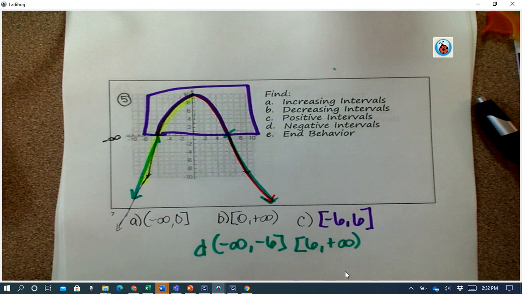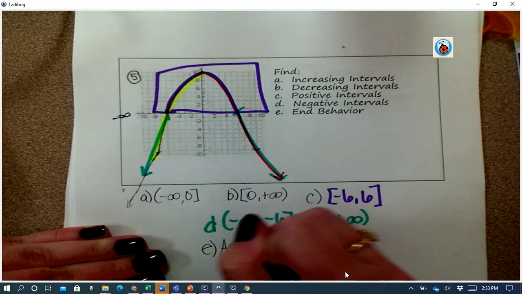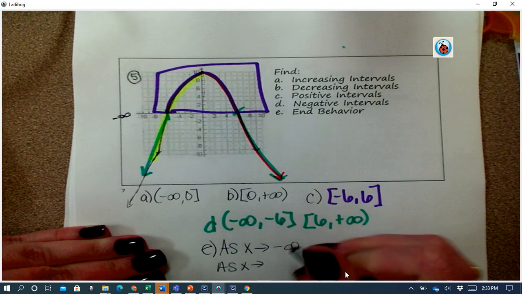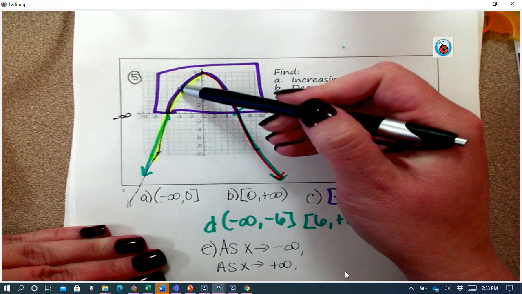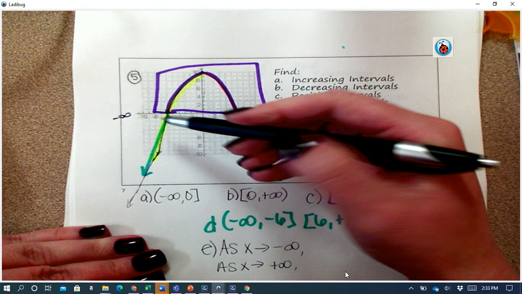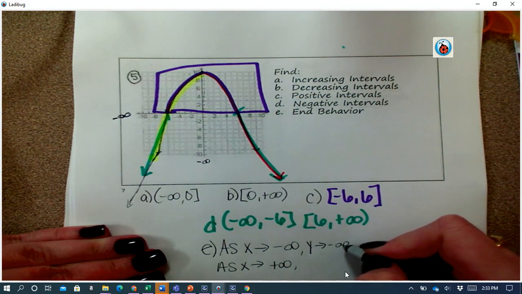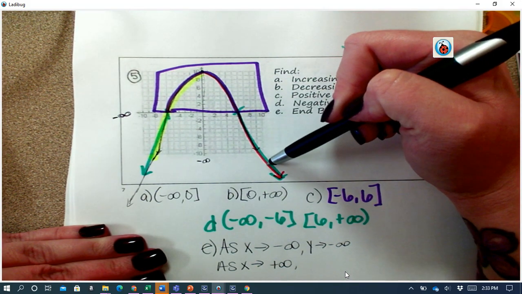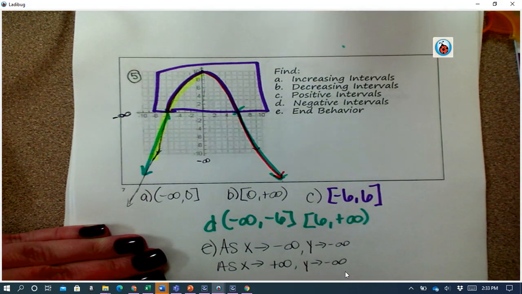Part E, end behavior, starts the same way every time. As x goes to negative infinity and as x goes to positive infinity. So as we follow our graph to the left, our graph never stops going down. If the graph never stops going down, that's when y is negative infinity. On the right-hand side, as x is getting bigger, we're moving to the right. This graph still keeps on going down over here. So again, y goes towards negative infinity.